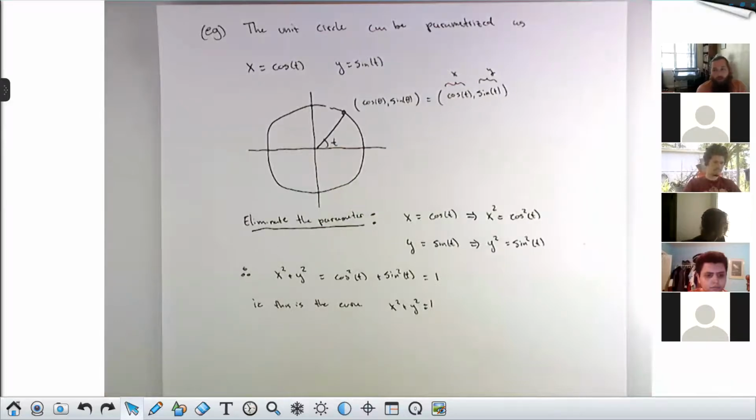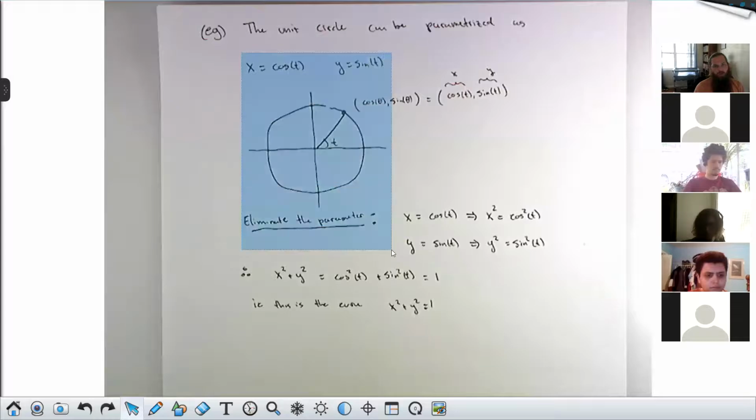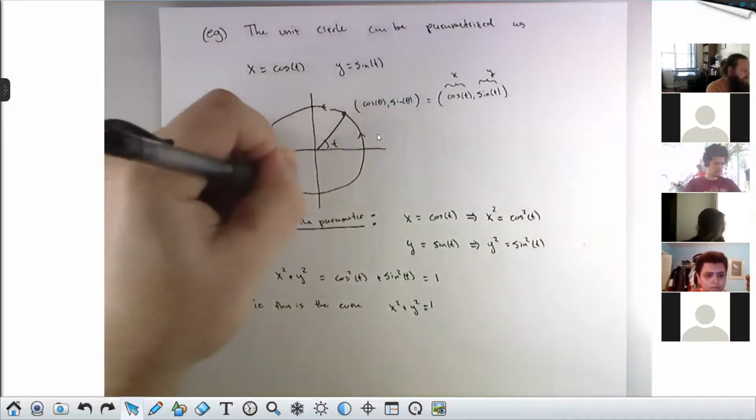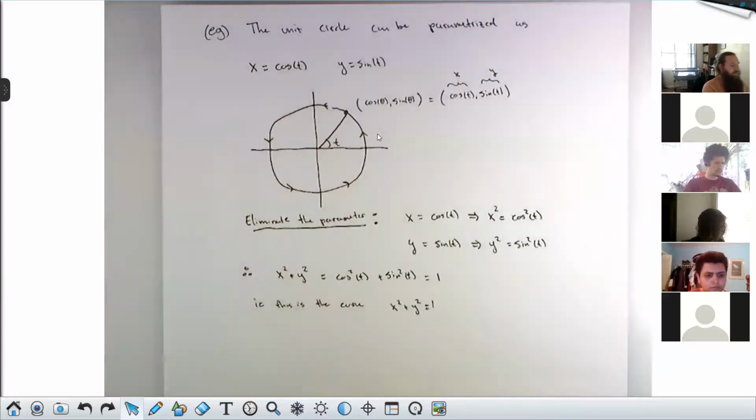This is what's called the standard parametrization of the unit circle. We can't use the standard parametrization trick from the previous page because this curve does not express y as a function of x. It fails the vertical line test. But this particular parametrization of the unit circle is called the standard parametrization. It walks around the unit circle counterclockwise. So the orientation here is like this. As t increases, we run around the unit circle like that.